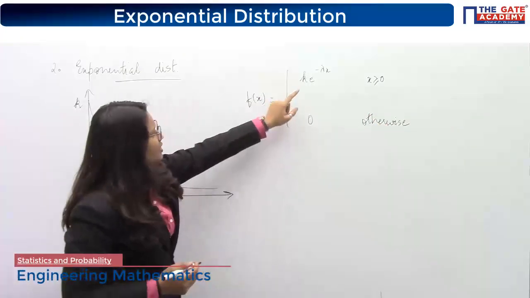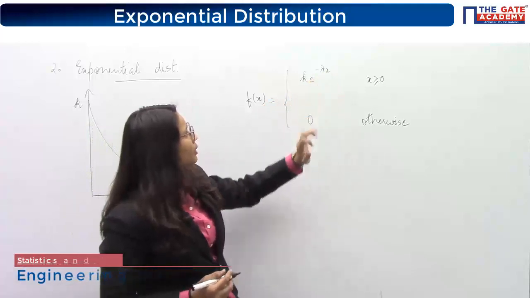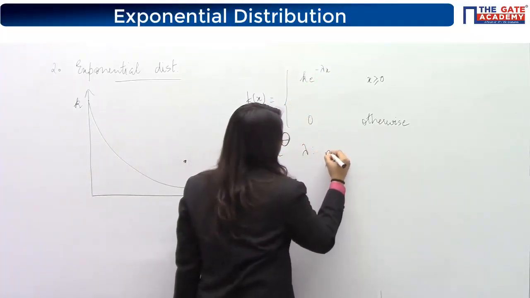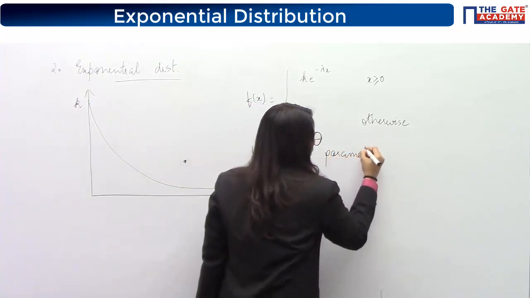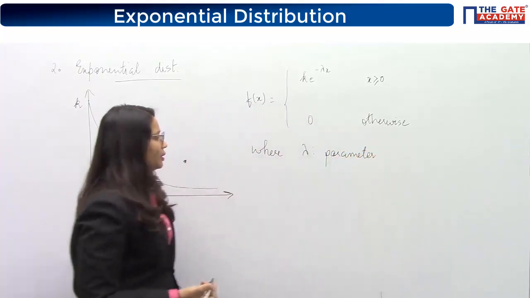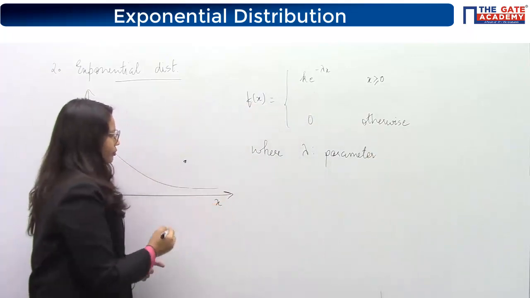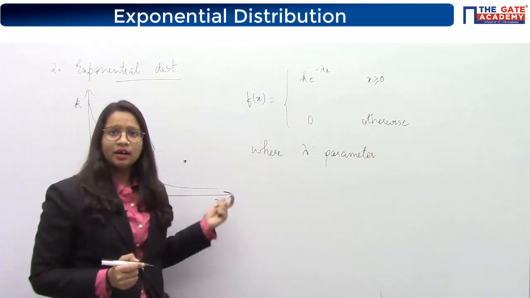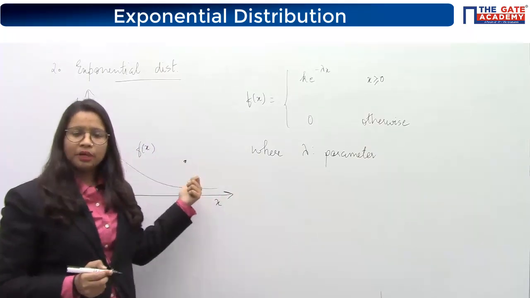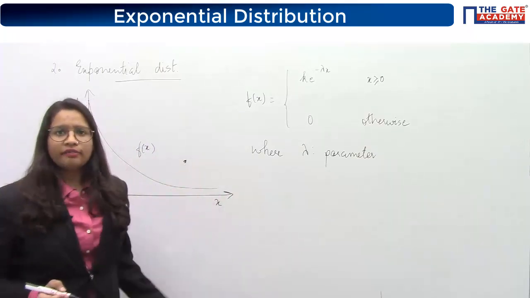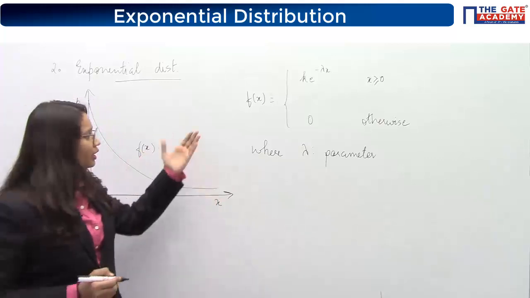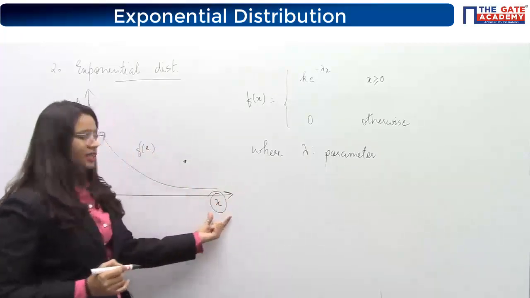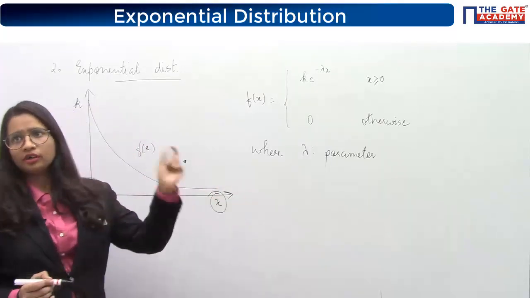Now what is its distribution? k e to the power minus lambda x, where lambda is some parameter of this distribution. It means that depending upon what x you are taking, your parameter lambda will be different. Like if x is the duration of a call, then lambda will have some particular value. If x is something else, then it will take some other value. It's a parameter for your x.